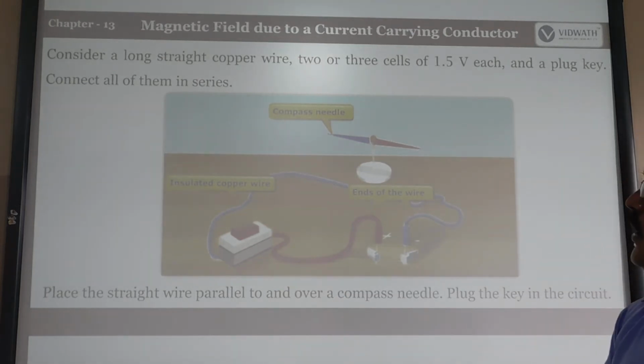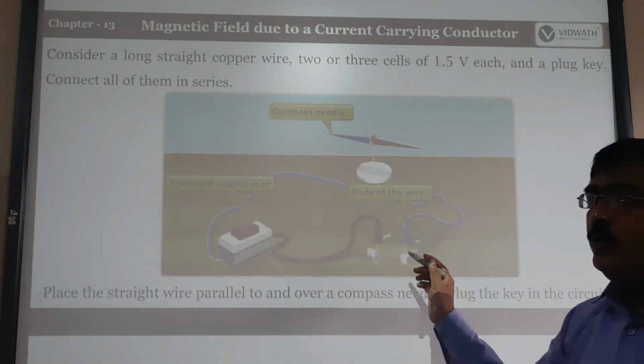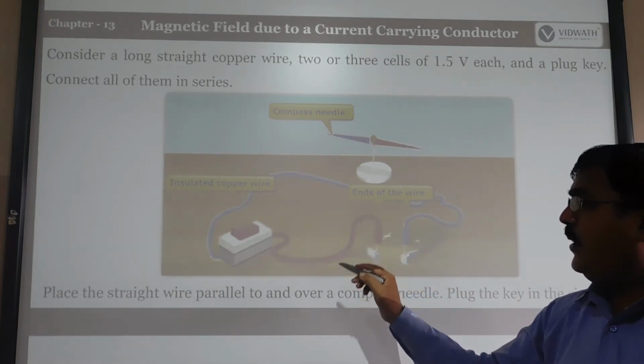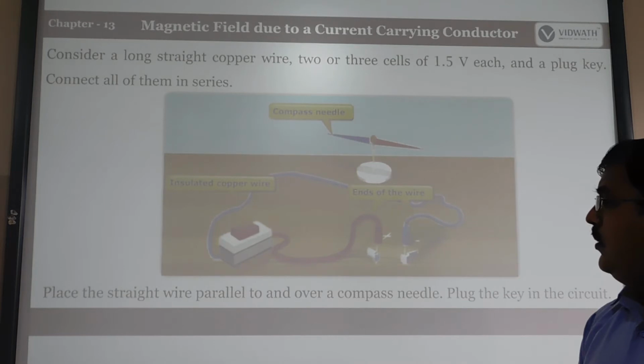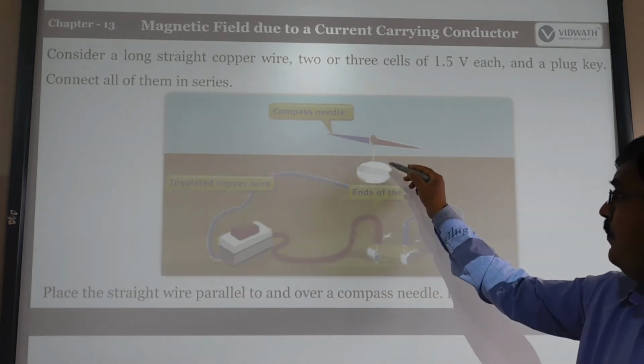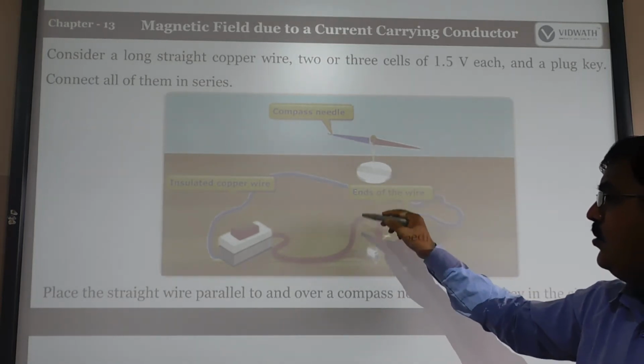So consider a straight copper wire, 2 or 3 cells of 1.5 volt each, and a plug key, and connect all of them in series. You can connect 2 or more cells and also connect the copper wire. Place the straight wire parallel to, over the compass needle, and plug the key in the circuit. The compass needle should be parallel to these two wires.